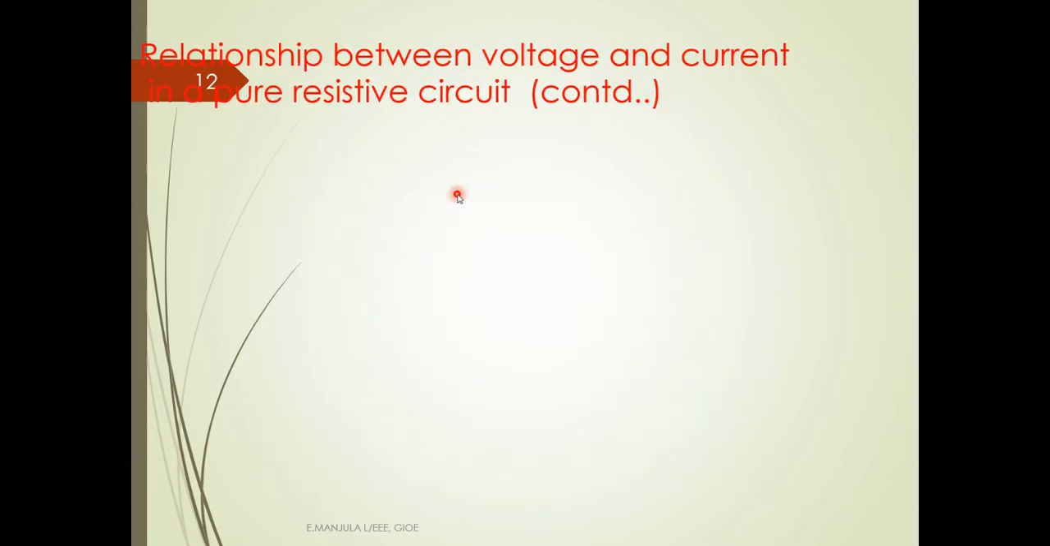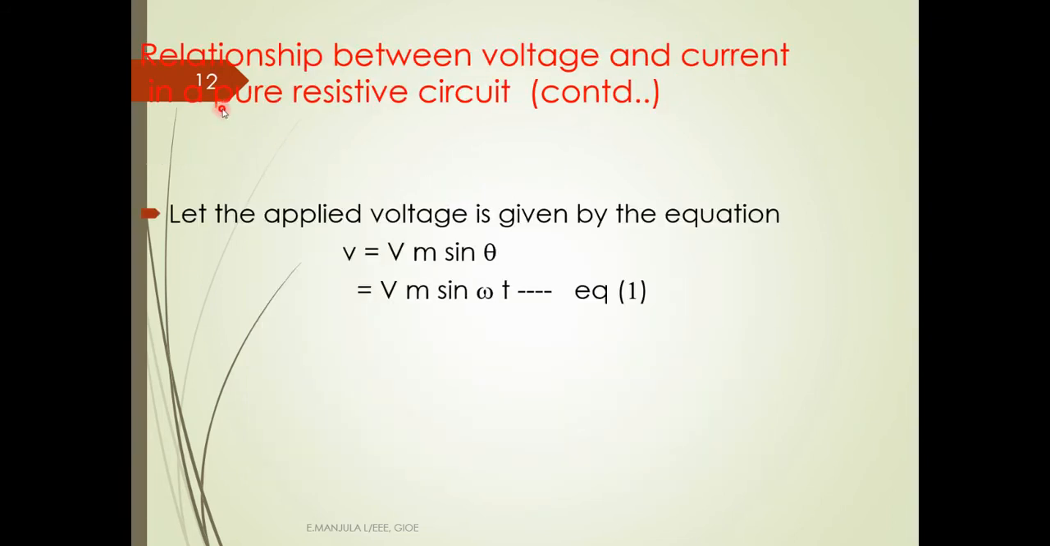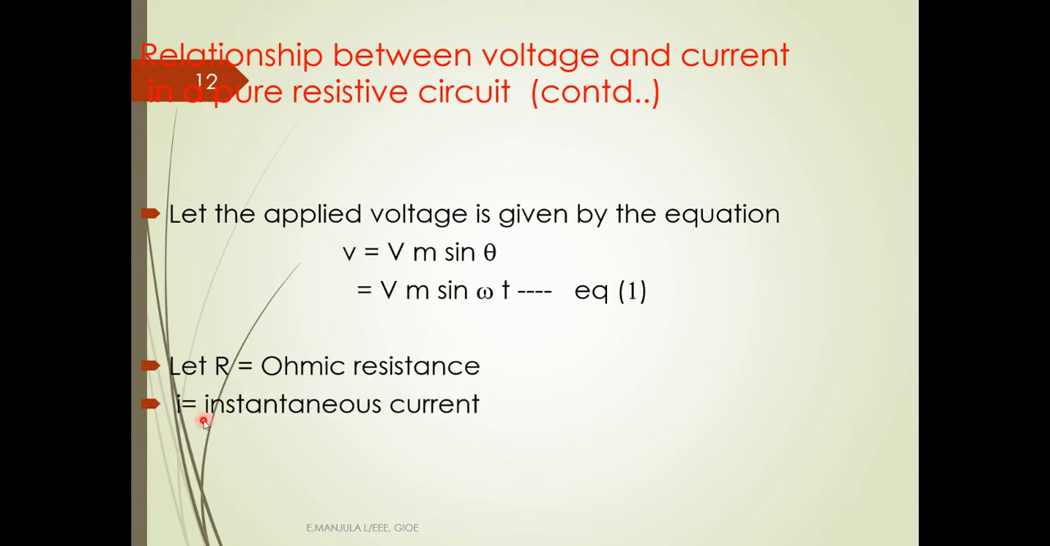We have seen the diagram of a pure resistive circuit. So let us find the relationship between the voltage and the current. Let the applied voltage be given by the equation: the instantaneous value v equals V maximum sine theta, which equals V maximum sine omega t. We are taking this as equation 1. Let R be the ohmic resistance and i the instantaneous current. So the ohmic drop will be v equals i into R, and we are taking this as equation 2.